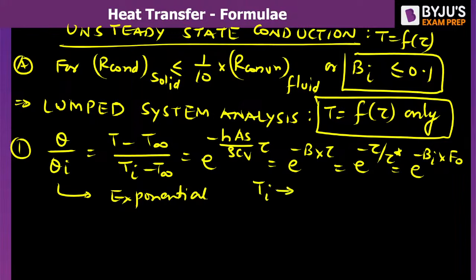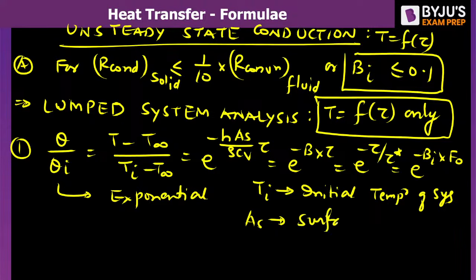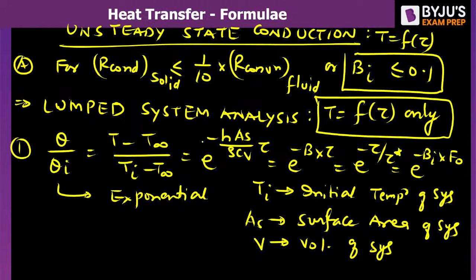Ti is the initial temperature of the system, and T is the temperature at any time. As is the surface area, and V is the volume of the system. h is the convective heat transfer coefficient, tau is the time, T is the temperature. T infinity is the fluid temperature in which the system is kept.